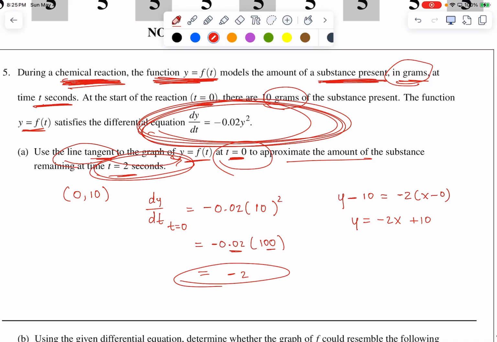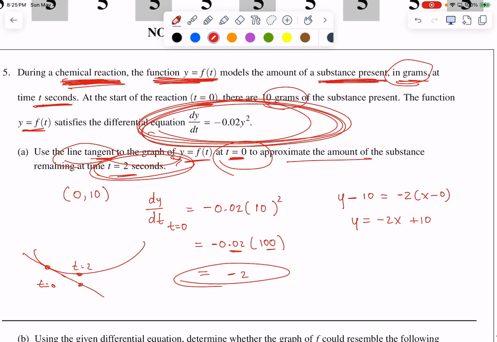So I want to see how many grams of substance there is at 2 seconds using the tangent line to approximate. Because if you're pretty close to 0, the tangent line is going to be a little bit above. Right here is t equals 0. And let's say the tangent line looks something like this. And this is t equals 2.